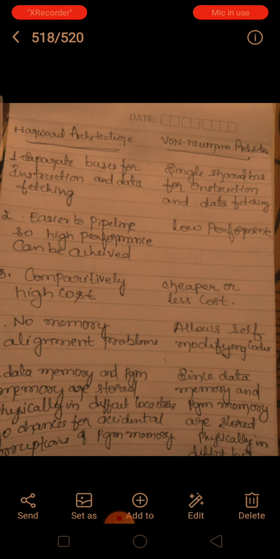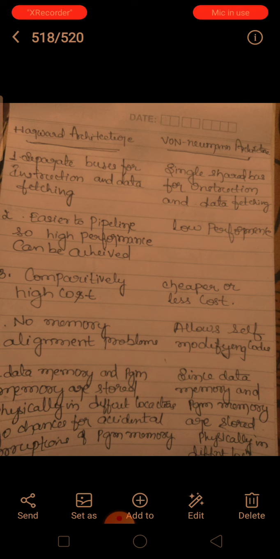In Harvard architecture, separate buses are used for instruction and data fetching. Harvard architecture uses separate buses for instruction and data fetching, whereas von Neumann architecture uses a single shared bus for instruction and data fetching. The first difference is that Harvard uses separate buses for instruction and data fetching. On the other side, von Neumann architecture uses a single shared bus for instruction and data fetching.